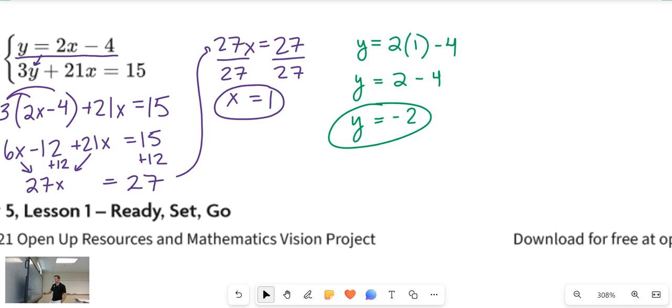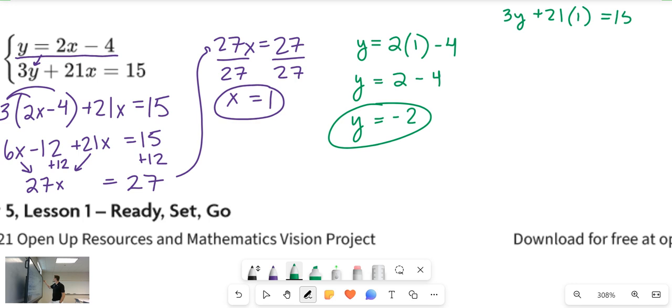And then our second, we're going to have to copy over a little bit here, but that's fine. 3y plus 21x, which we said x is equal to just 1, equals 15. All right, and now let's just start working. So 3y is going to come down here, plus 21 times 1 is just 21, equals 15.